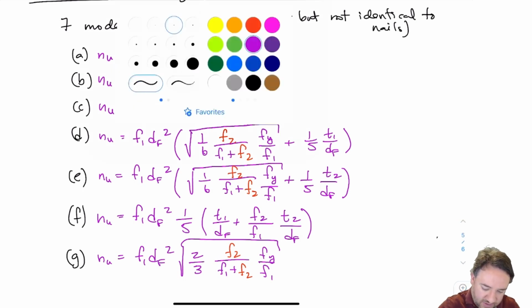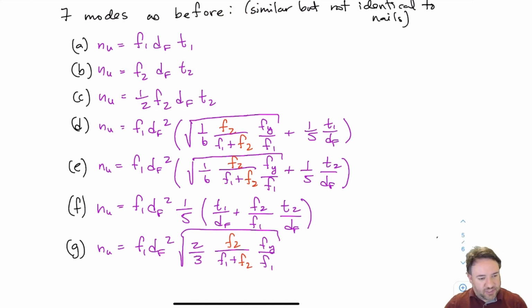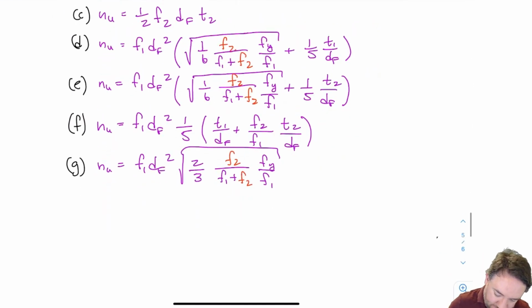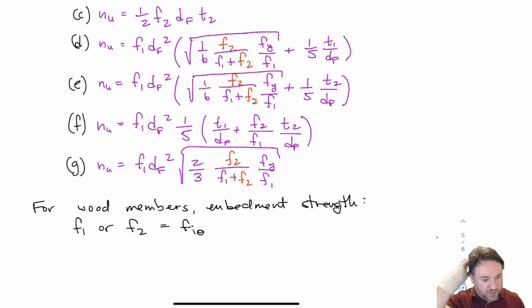Okay, so now we need to be able to calculate our embedment strength for all the different types of members that we can have. So first for wood members. We have F1 or F2, depending on whether we're talking about the side member or the main member, the member in the middle or the member on the side. If I have a 2-member connection, then one of them is F1, the other one is F2. It doesn't really matter which one is which. I'm going to represent that by this factor F_i theta, which is the embedment strength at an angle to grain theta. So if it's parallel to grain, it's just going to be F_ip. If it's perpendicular to grain, it's just going to be F_iq. And we're going to see how that works in a second.